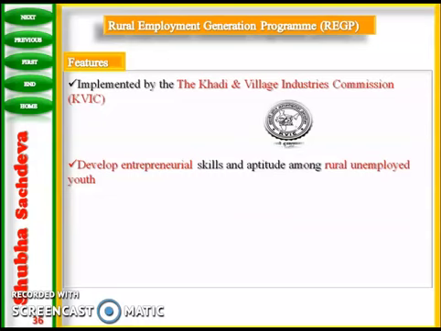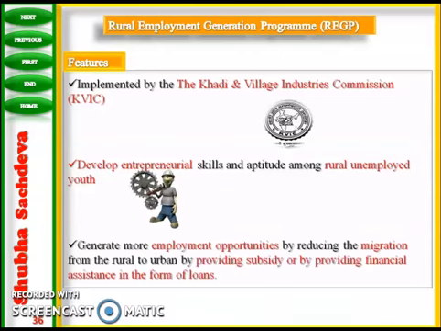And to develop the entrepreneurial skills. Entrepreneur means एक मालिक की तरह, मालिक की जो काम करने की जो skills है, अपने आप अपना business चलाने की जो skills है और aptitude है, it should be developed in the unemployed youth of the rural area. So they implemented this Rural Employment Generation Program, and they generate more employment opportunities by reducing the migration from the rural to urban. अब rural area से लोग, obviously the youth people, what they do is they migrate from the rural places to urban places in search of work, in search of good job, in search of money. So they generated this Khadi and Village Industry Commission. They implemented this program, and under this program they generated more employment opportunities, and by this, the increase in the employment opportunities, the migration thing was very much reduced.